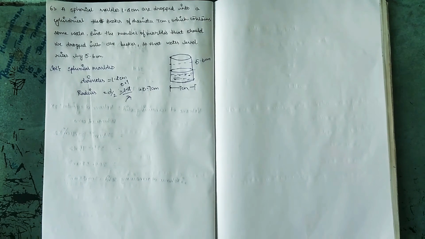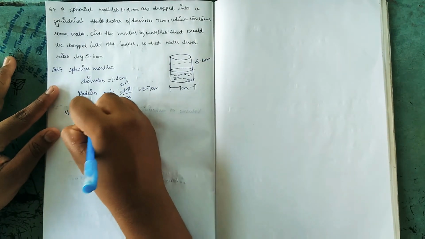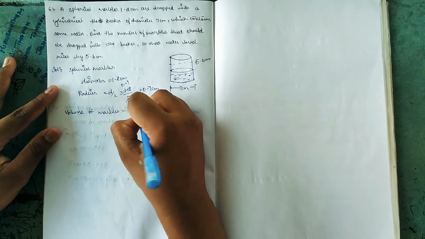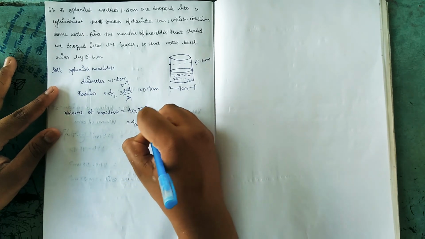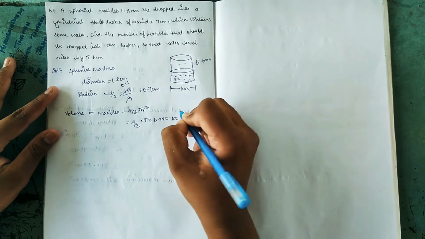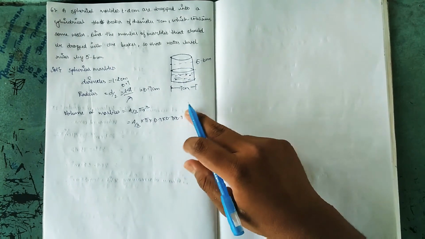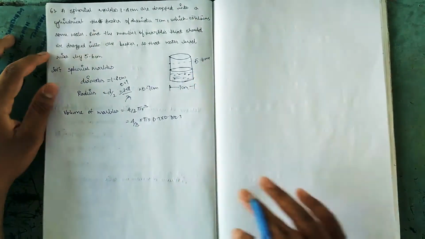So we have to find the volume of the marbles. Volume of a marble is equal to 4 by 3 pi r cube. So 4 by 3 into pi into 0.7 into 0.7 into 0.7, since it is r cube. We'll leave it like that.